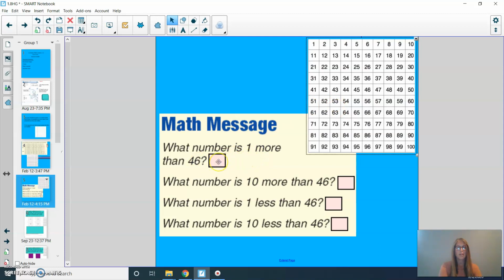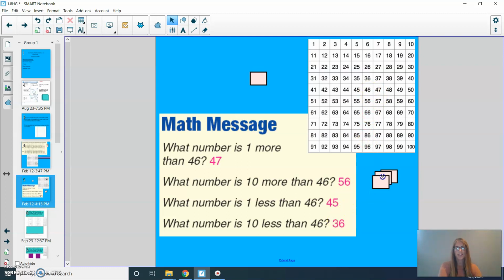We're going to still look at that number grid. What number is 1 more than 46? Here's 46. What's 1 more than 46? You should have 47. What number is 10 more than 46? Here's our 46. 10 more than 46 would be 56. What number is 1 less than 46? 1 less would be 45. What number is 10 less than 46? You would say 36.